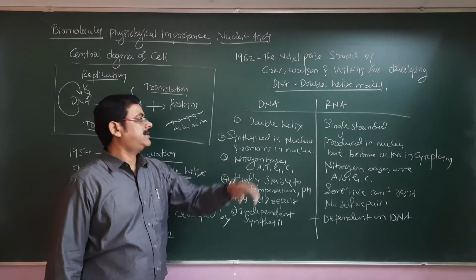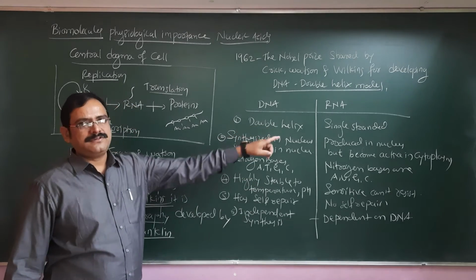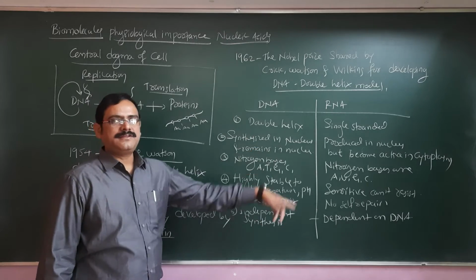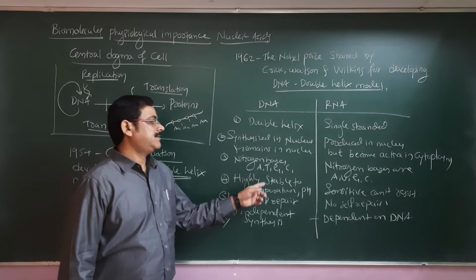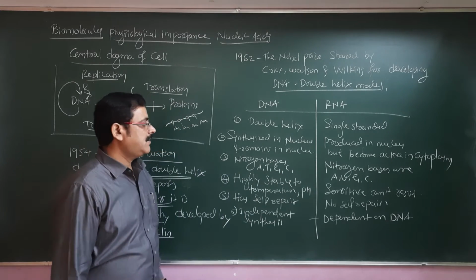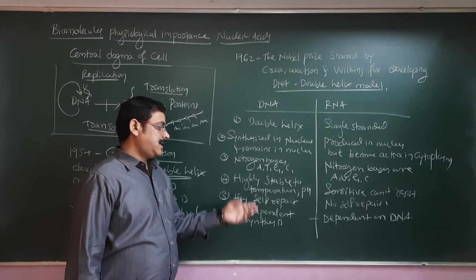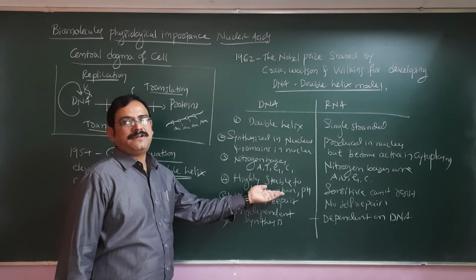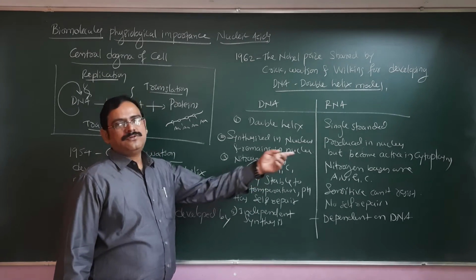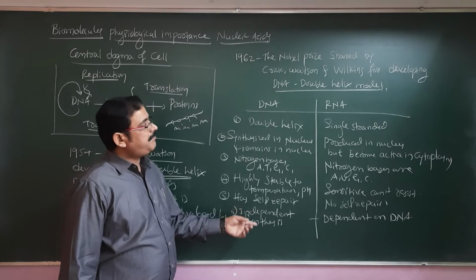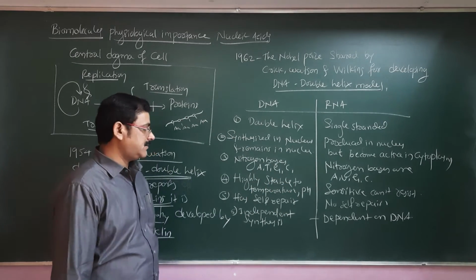So these are a few basic differences. DNA is a double helix, RNA is a single strand. Both are synthesized in the nucleus, but RNA remains active in the cytoplasm. Nitrogen bases ATGC versus AUGC. DNA is highly stable, has a self-repair mechanism, and tolerates temperature and pH fluctuation, but RNA can't. RNA has no self-repair mechanism, whereas DNA is independently synthesized and RNA is dependent on the DNA for synthesis.